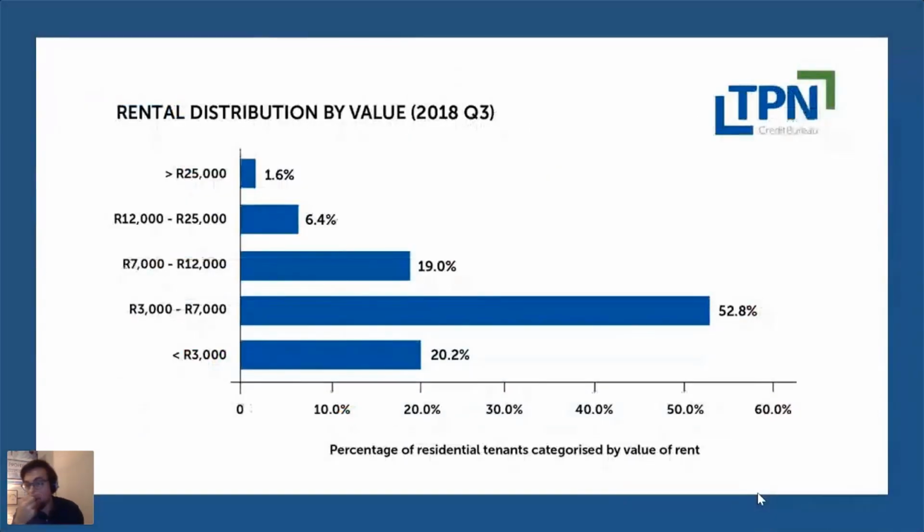So let's have a look here at some high-level stats that I pulled from TPN. Now this first one for me is very, very important. What you'll notice here is between the band of under 3,000 to 7,000, this little band here constitutes almost 75% of our market. So what this is saying here is you can see the percentage of residential tenants categorized by rent value. So 20% of tenants in the South African market rent below 3,000. About 52.8% rent between 3,000 and 7,000, and all the way up until here, over 25,000, only 1.6% of the South African population is renting currently at 25,000 Rand or more.